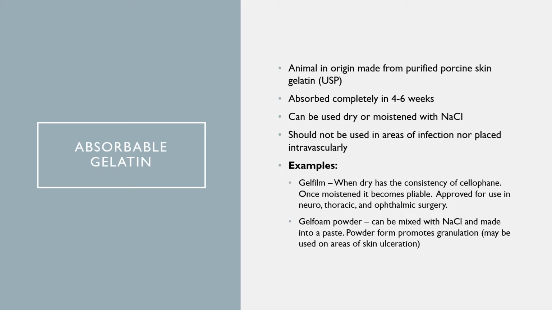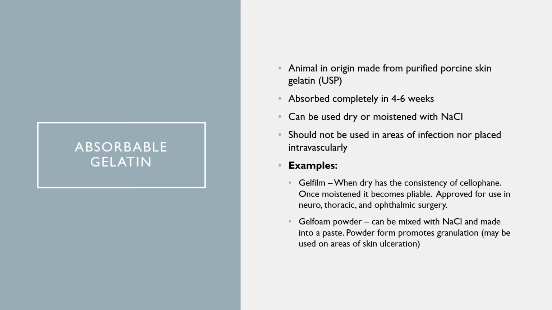So we're going to start off with absorbable gelatin. These are animal in origin, made from purified porcine skin gelatin. That's from the USP. And if you remember, porcine refers to hogs and pigs. It's absorbed completely, usually in 4 to 6 weeks. It can be used dry or moistened with saline. Should not be used in areas of infection, nor should it be placed intravascularly. So it should not be placed within the vessel itself.